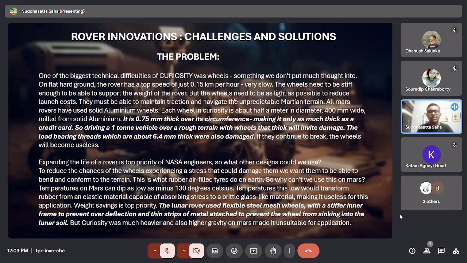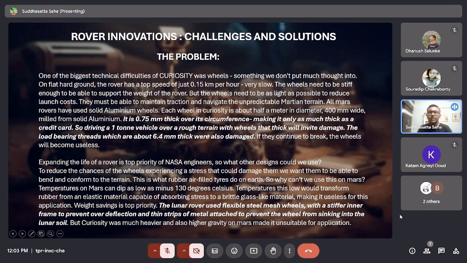You see, the wheels of Curiosity were, you can say, half a meter in diameter, and about, the data is here, 400 millimeter wide, and you would be surprised that the thickness over the circumference is just 0.75 millimeters, which makes it as thick as only a credit card. Why is this type of dimension used? Because you need the wheels of the rover to be able to carry its weight, the load of all those instruments and the entire rover itself.